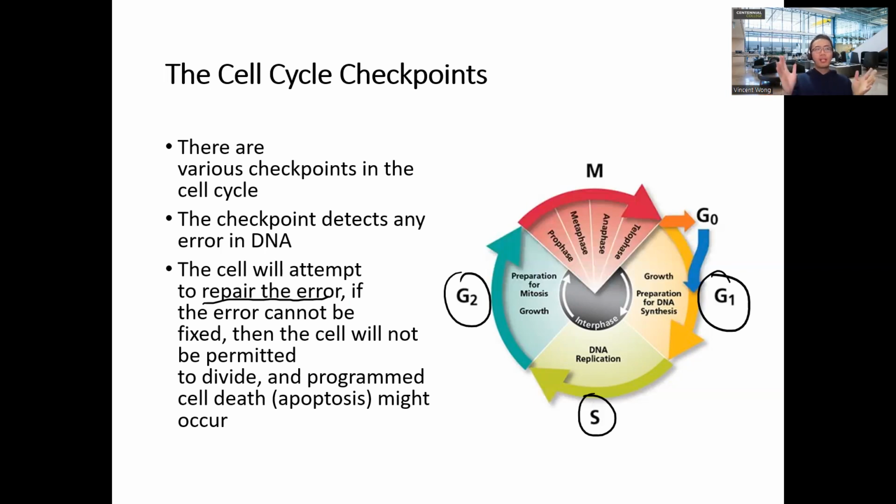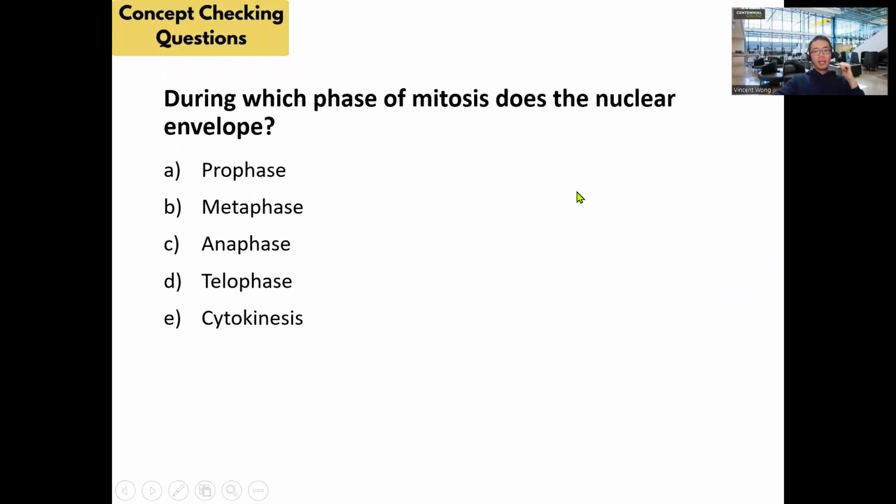Okay, think of the checkpoint as like green lights and red lights, right? If it's green light, you can go ahead and proceed through the cell cycle. If it's red light, you have to stop, right? And you're not permitted to go ahead with it. Okay, keep in mind this green light, red light analogy, because I'm going to come back to it in the next few slides.